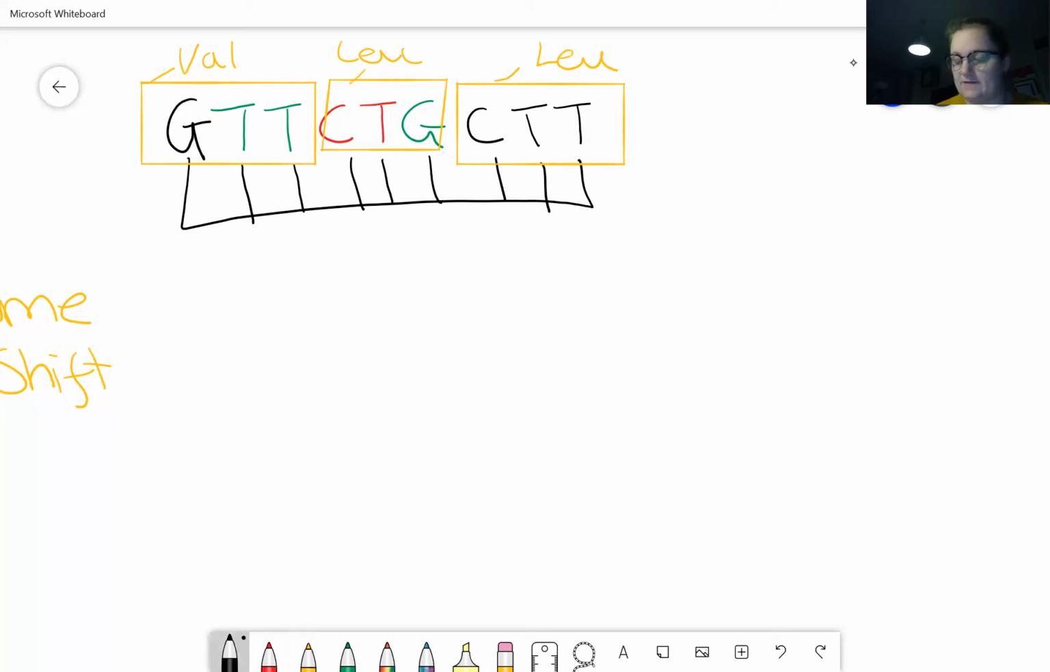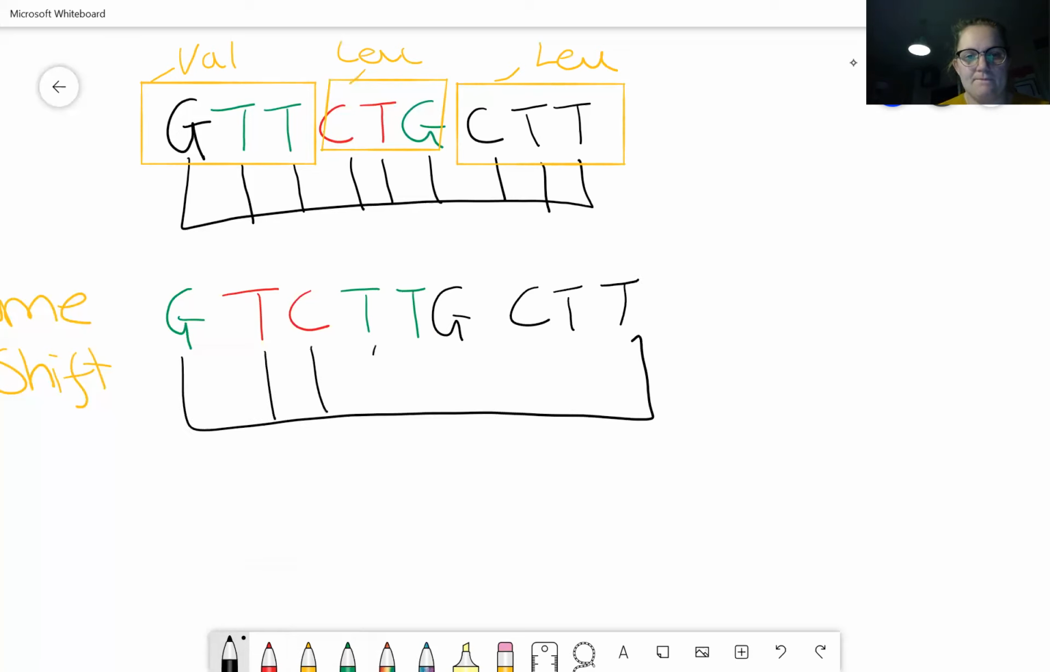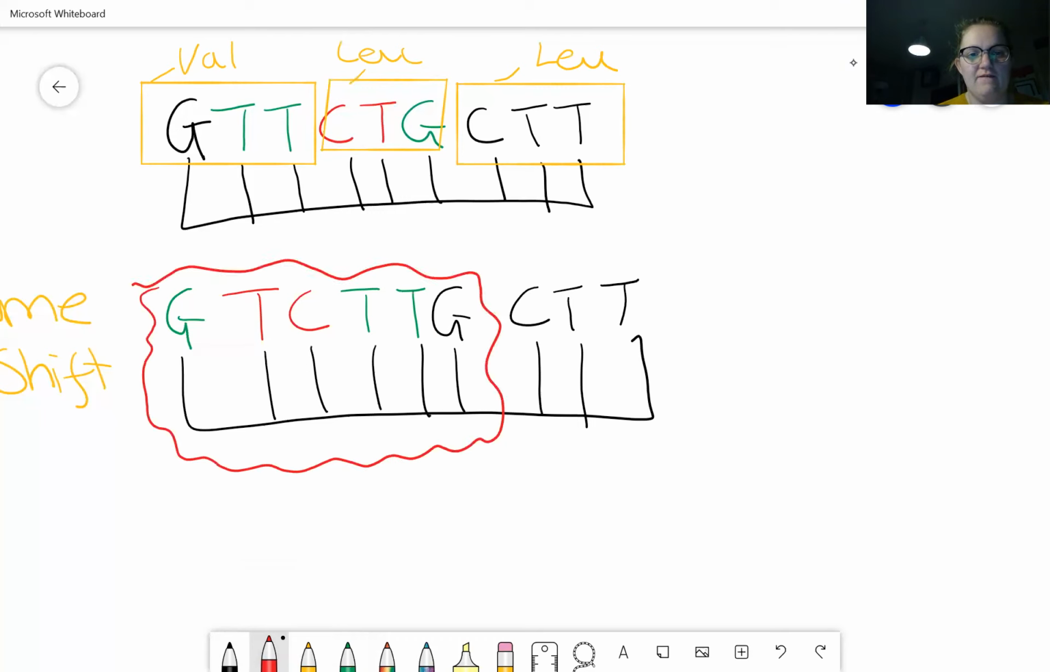An inversion occurs. What we get is a whole inverted section. So our inverted section is now going to read like this, and you'll be able to see it because I'll show you it with the colours. It's going to be G, T, C, T, T, G, C, T, T. So as you can see, this region here is inverted.